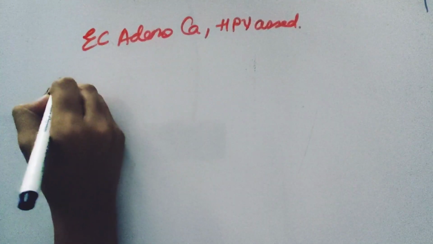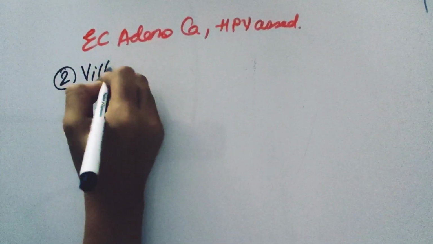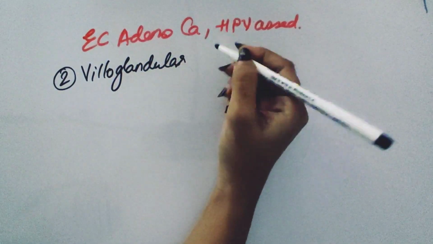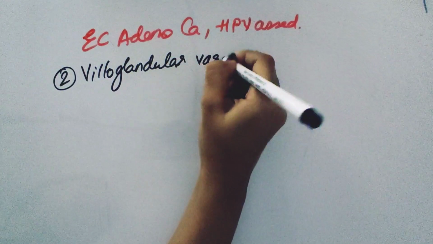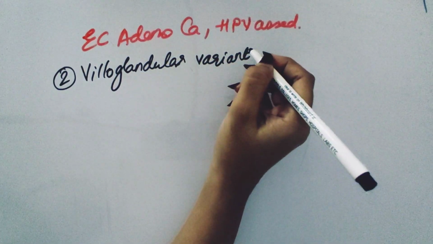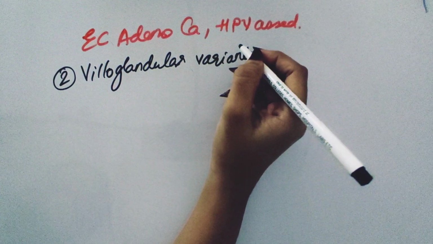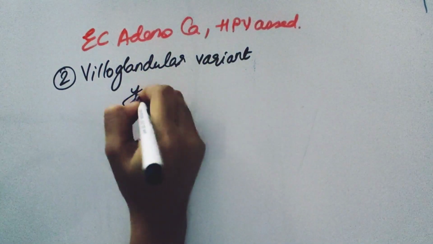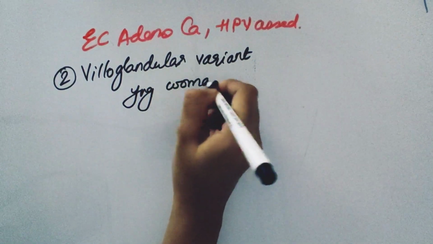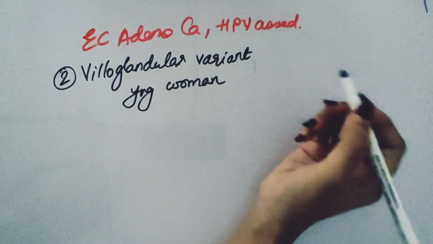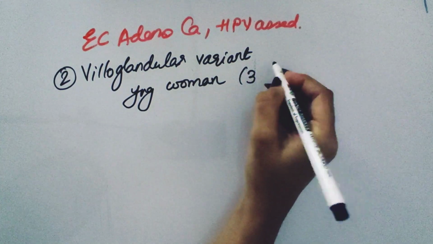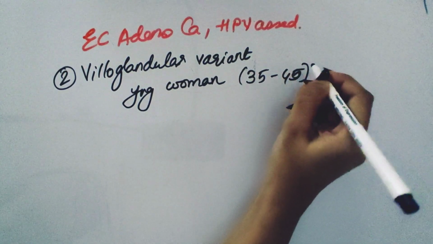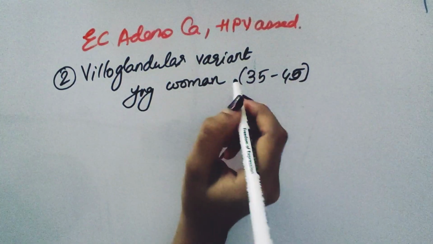So next we will be talking about the second one, that is the villoglandular variant. Why, when you have 2-3 subtypes already, are we putting this villoglandular variant as a separate subtype? Because this villoglandular variant has an excellent prognosis compared to the usual type, and it usually occurs in young women. I said the usual type endocervical adenocarcinoma occurs in the 40s to 60s, but this one occurs in the 35 to 45 age group. That is nearly the same as the precancerous lesions.